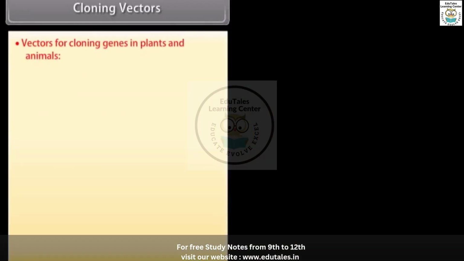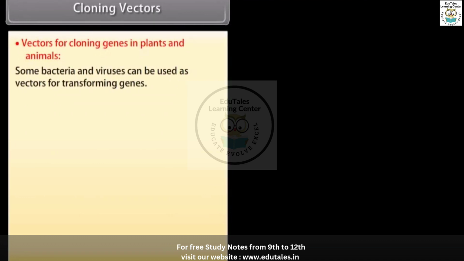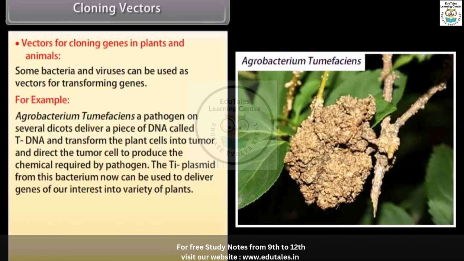Vectors for cloning genes in plants and animals. Some bacteria and viruses can be used as vectors for transforming genes. For example, Agrobacterium tumefaciens, a pathogen of several dicots, delivers a piece of DNA called T-DNA and transforms the plant cells into tumor cells and directs the tumor cells to produce the chemicals required by the pathogen. The plasmid from this bacterium can now be used to deliver genes of our interest into a variety of plants.